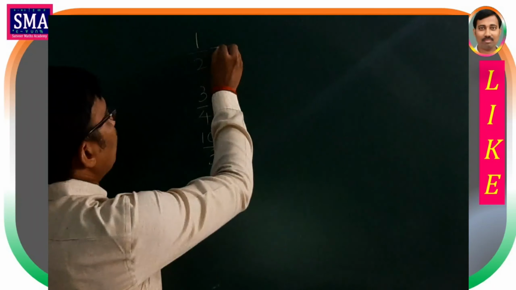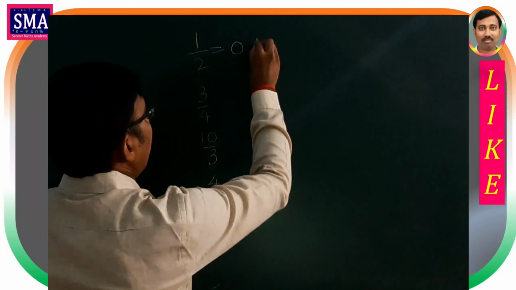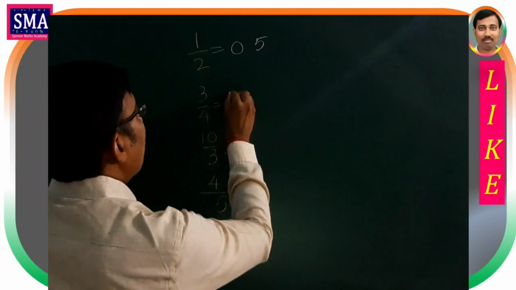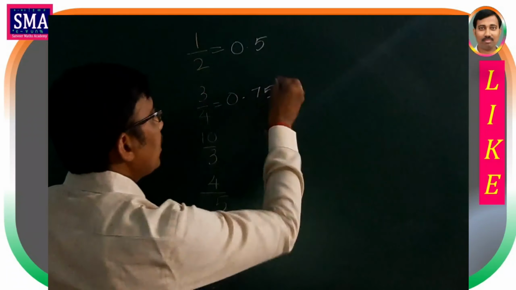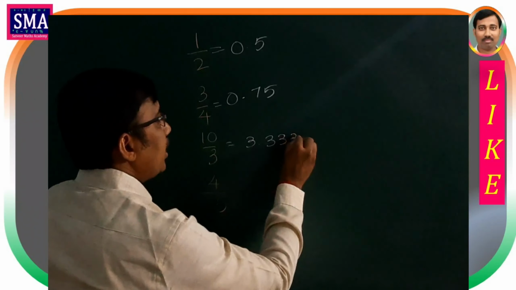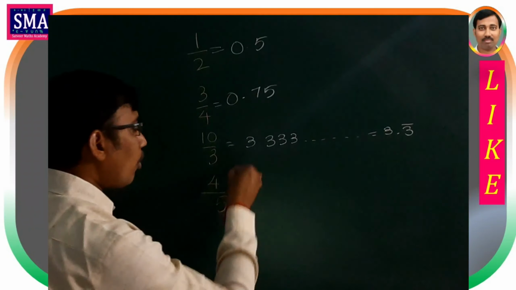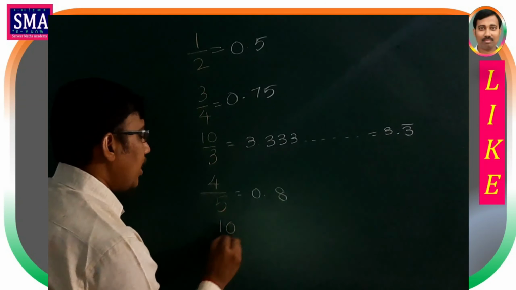Here 1 by 2 changed to decimal form is 0.5. Next, 3 by 4 changed to decimal form: divide 3 by 4, 0.75. 10 by 3 changes to 3.333 and continues, which we write as 3.3 bar. 4 by 5 is 0.8. Another number, 10 by 2.